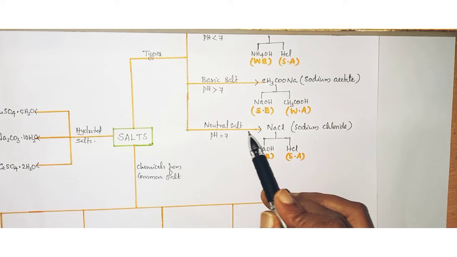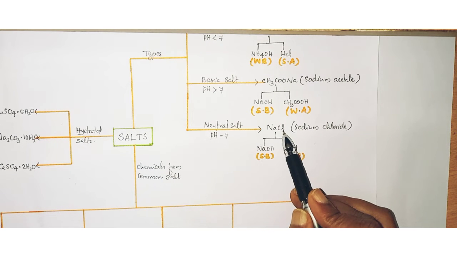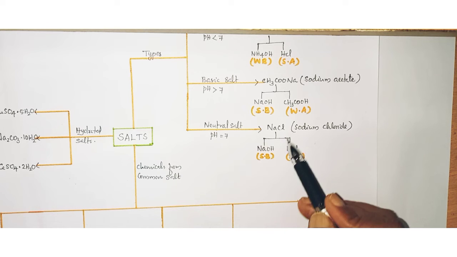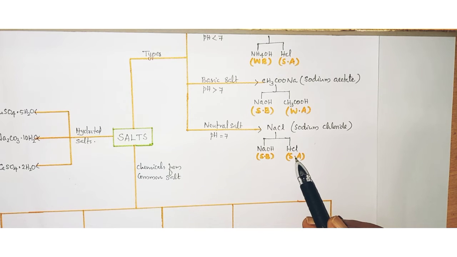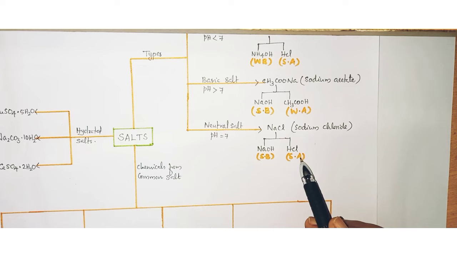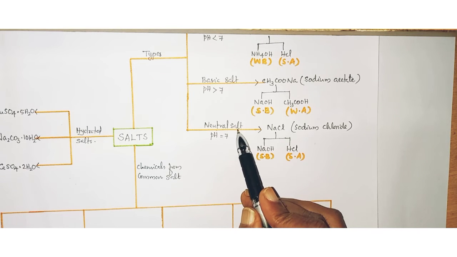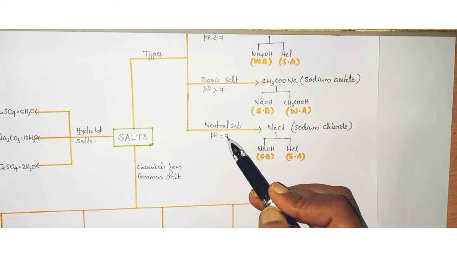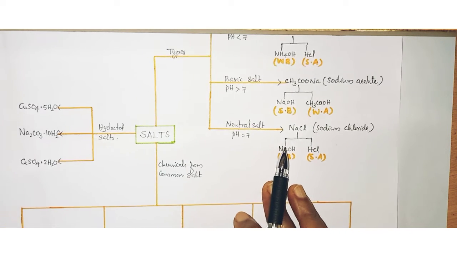Then about neutral salt, sodium chloride is an example. The corresponding base is NaOH and the corresponding acid is HCl, and NaOH is a strong base and HCl is also a strong acid. Both are strong in nature, so it will be a neutral salt, and the pH is equal to 7. So these are three types of salts.